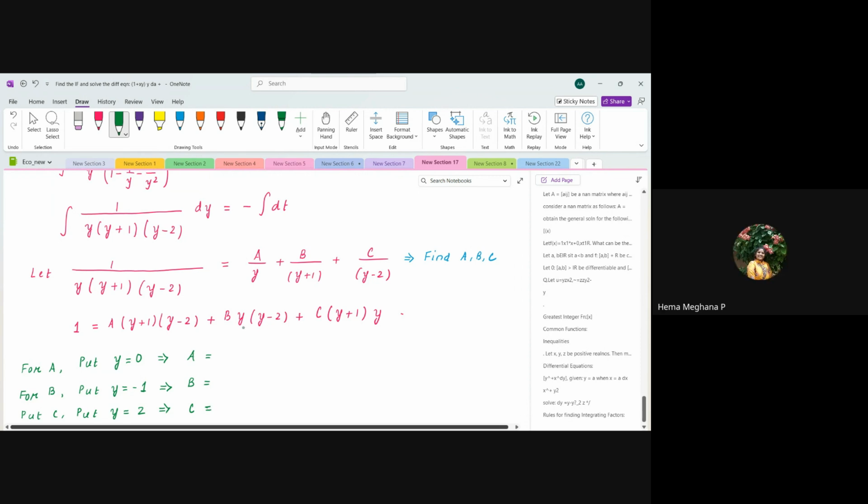A is equal to minus 1 by 2, sir. Minus 1 by 2. Okay. The second will be 1 by 3. And c is 1 by 6.